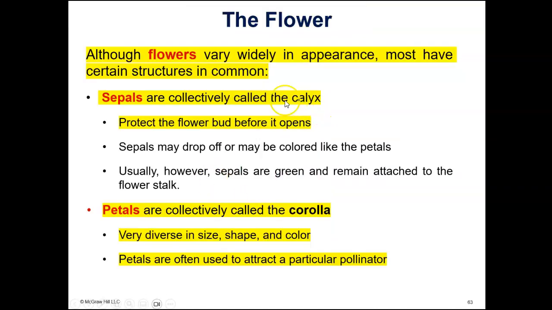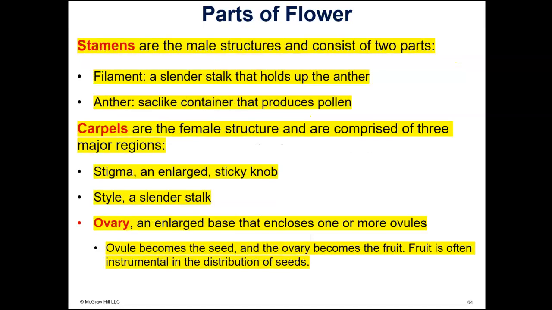These are some notes on the flower itself. Flowers can vary widely in appearance, but most have the following structures. They have sepals, which are the green leaves that form the bud before the flower opens. Collectively, all the sepals are called the calyx, and their purpose is to protect the flower before it's ready to open. All the petals together are called the corolla, and they're often used to attract pollinators.